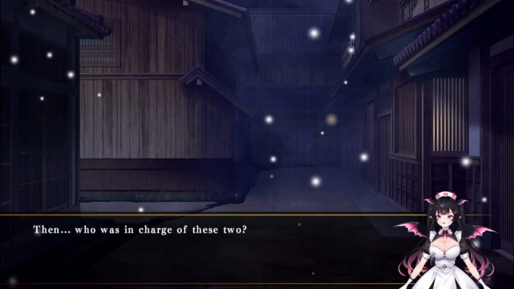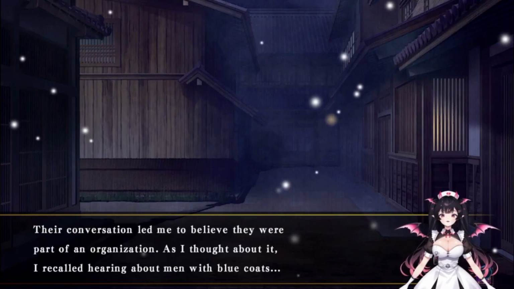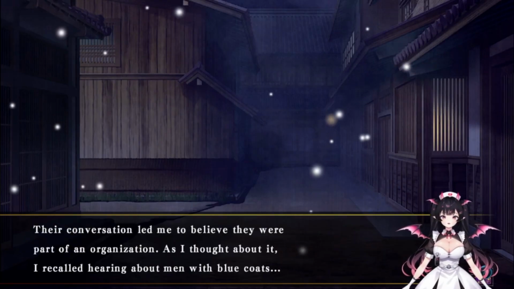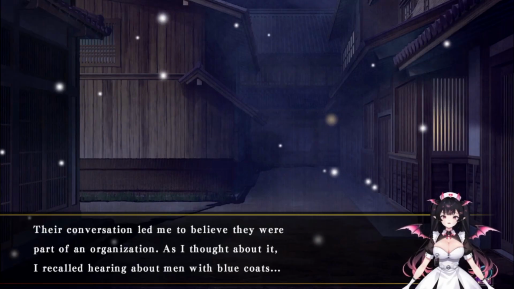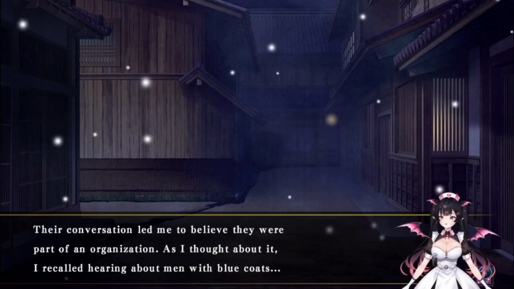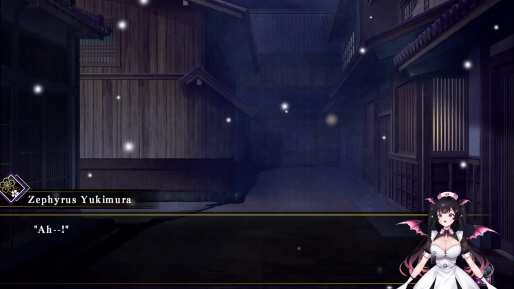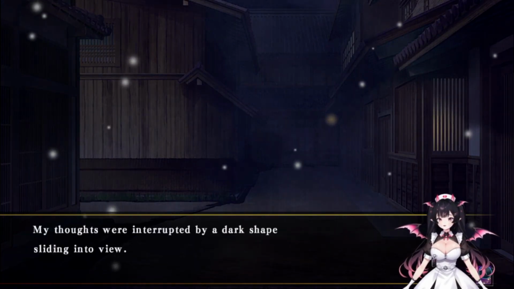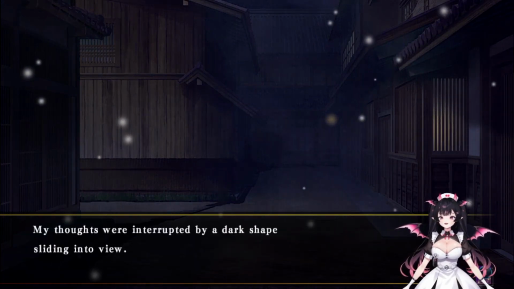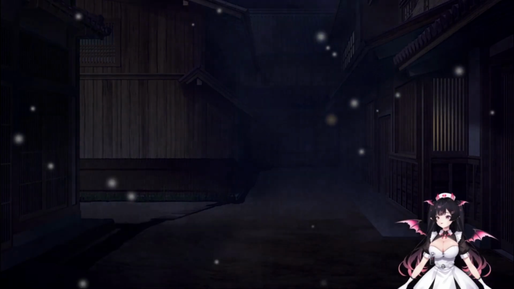Then who is in charge of these two? Their conversation led me to believe they were part of an organization. As I thought about it, I recalled hearing about men with blue coats. My thoughts were interrupted by a dark shape sliding into view.